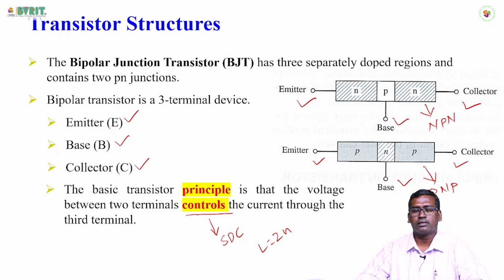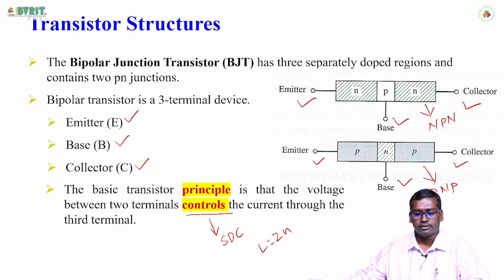Electronic devices are mainly used for controlling. Now we see automation, automated vehicles, everything needs to be in control. That's why this fundamental course will be very helpful for you to understand how current is controlled between two terminals through the third terminal.